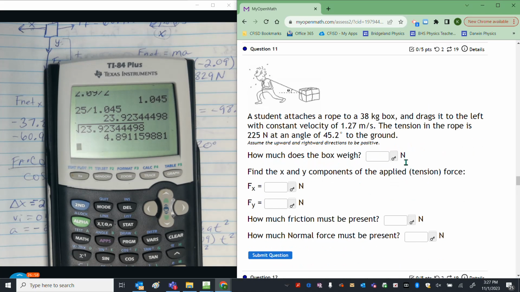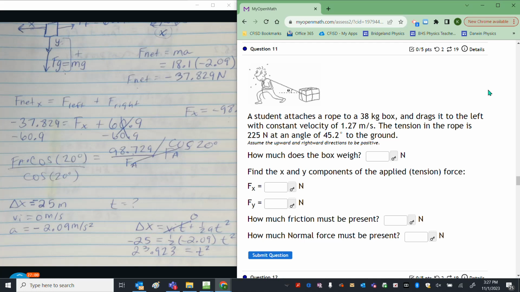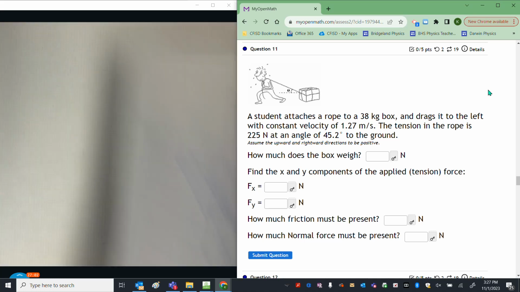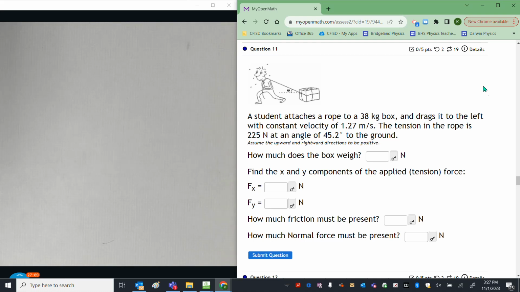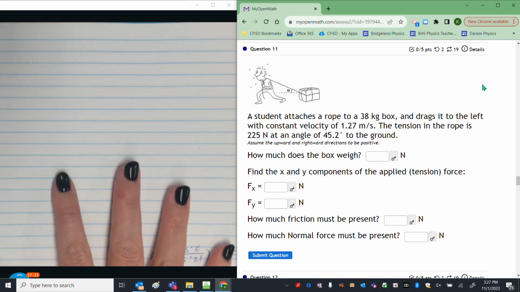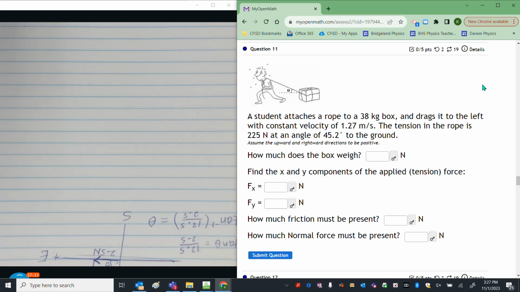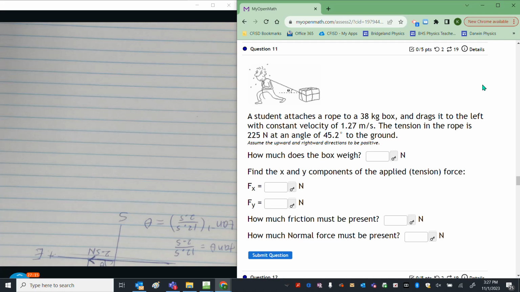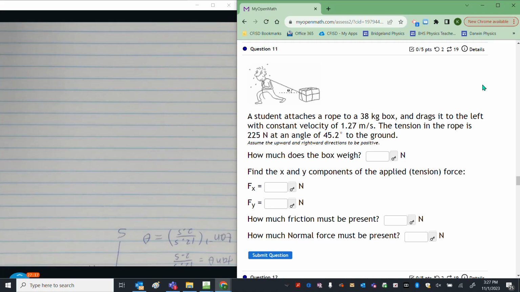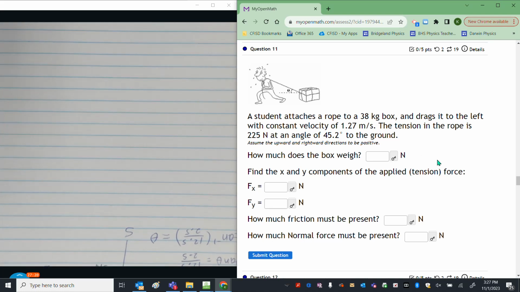All right, question 11. Number 11 says, a student attaches a rope to a 38 kilogram box and drags it to the left with a constant velocity of 1.27 meters per second. The tension in the rope is 225 newtons at an angle of 45.2 degrees to the ground. Okay, how much does the box weigh?